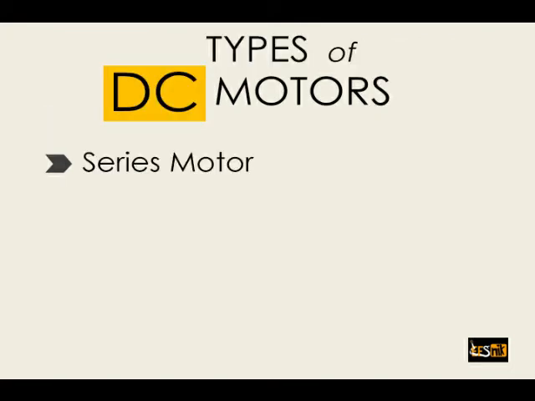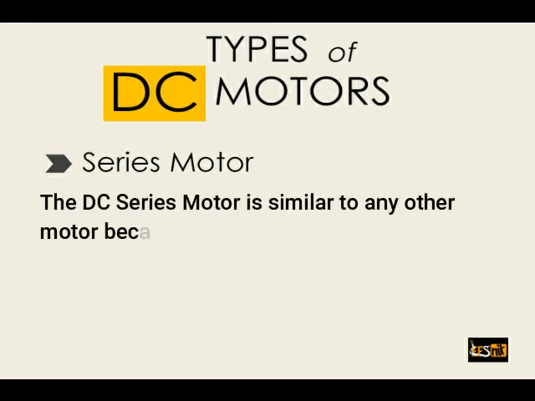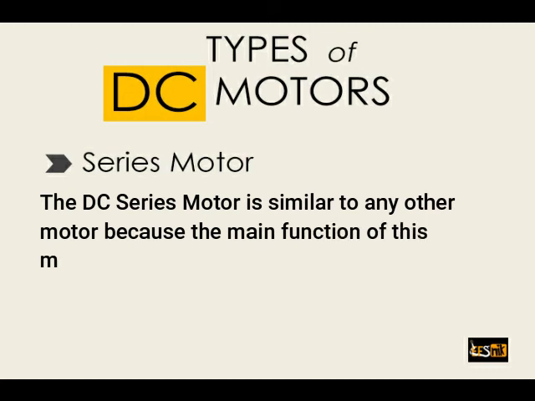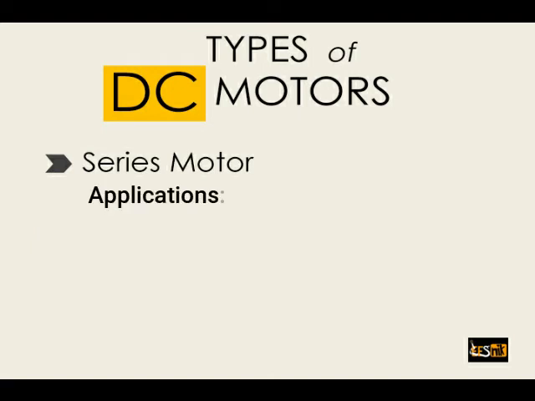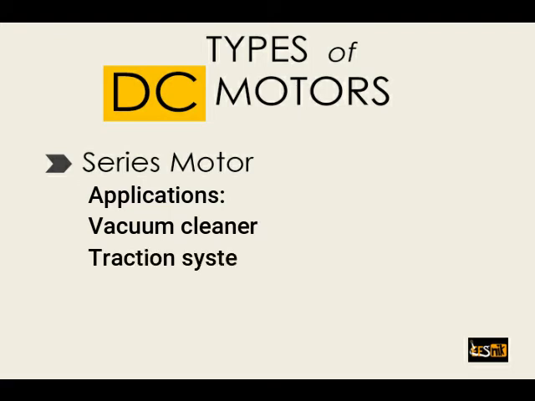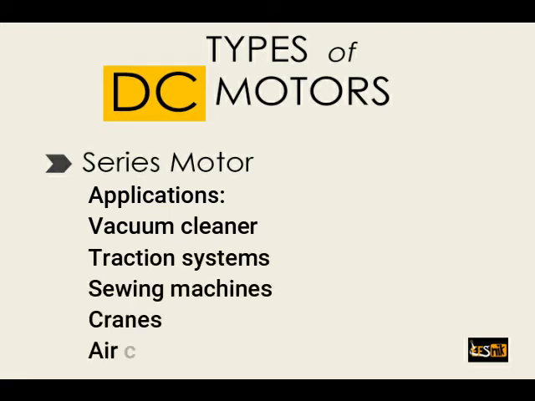Series type of DC motor. The DC series motor is similar to any other motor because the main function of this motor is to convert electrical energy to mechanical energy. DC series motor is used in vacuum cleaners, traction systems, sewing machines, cranes, and air compressors.